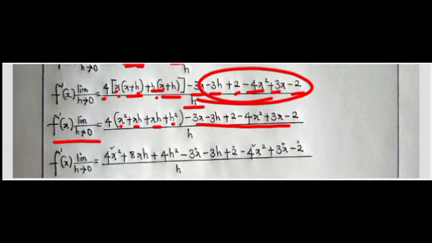Right, so I'm only concentrating on the brackets there. So I have 4 multiplied by, now I'm going to expand the 4 multiplied by everything that is in the bracket.